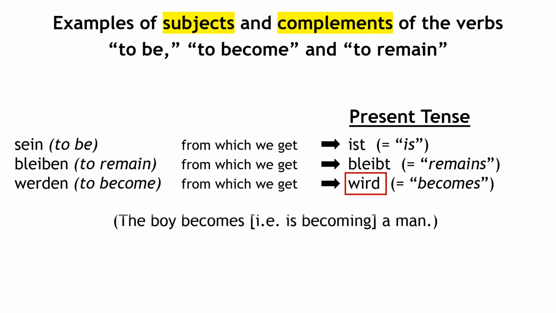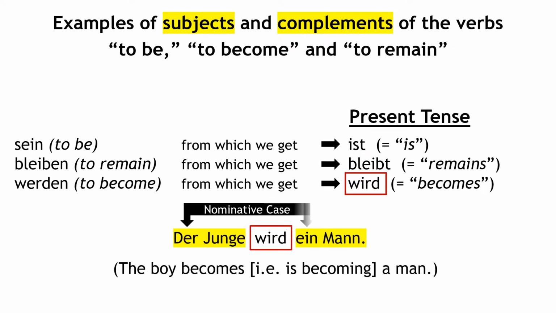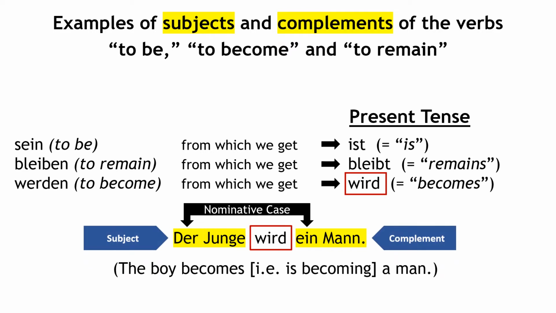Here, the subject, der Junge, and the complement, ein Mann, indicate 2 different stages of human development, but because they are linked together by the verb wird, both nouns must be shown in the nominative case, and it is obvious that both nouns refer to the same person.